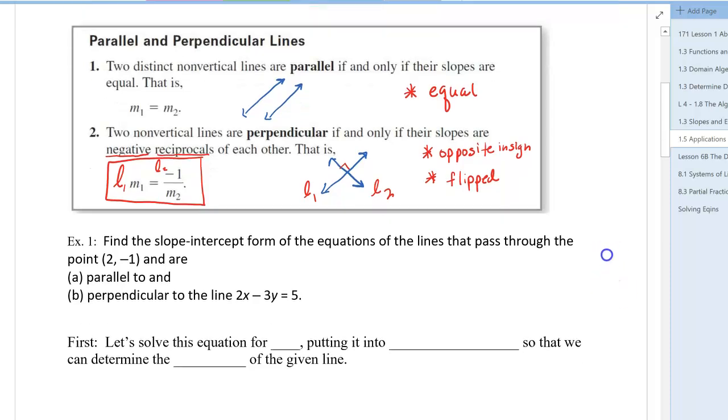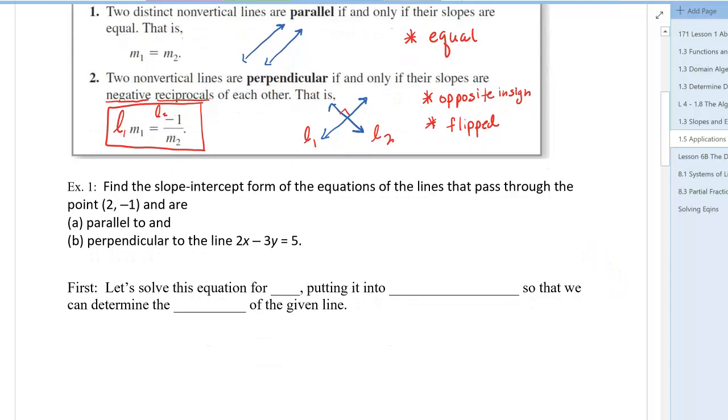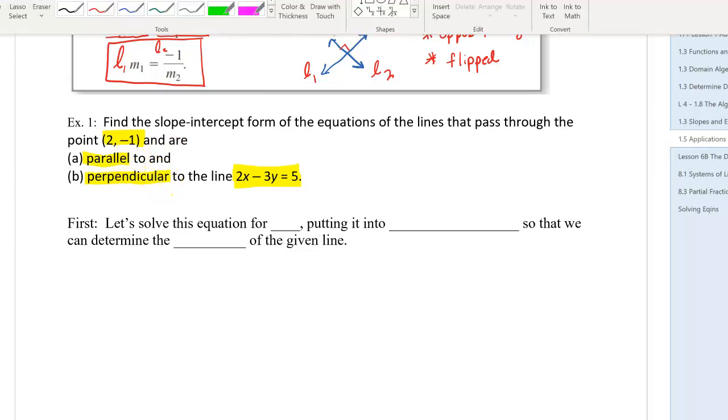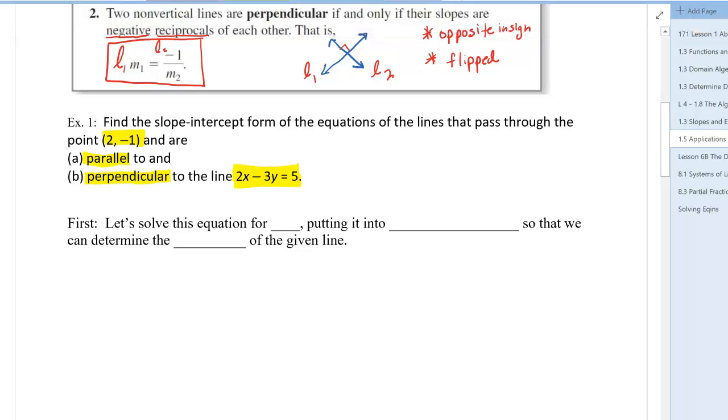All right, so let's look at an example. In example 1, we're asked to find the slope-intercept form of the equations of the lines that pass through this point. And for A, we're going to find the equation of the line that is parallel to this line. And for B, we're going to find the equation of the line that is perpendicular to this line. So we need to know the slope of this line so that we can determine the slope of the line parallel and perpendicular.